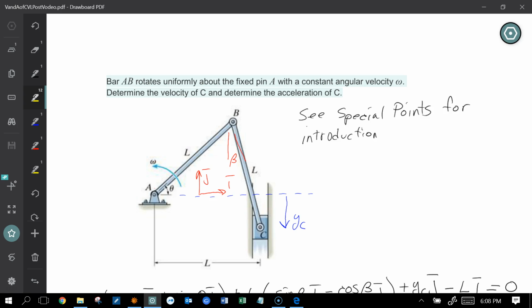Now that you've decided it's a constraint problem where you're relating one velocity to another velocity, you decide, do you want to use special points or vector loops? What I find is that vector loops are by far the easier thing to do, as long as you use Mathematica and if you can find the loop that you're going to write.